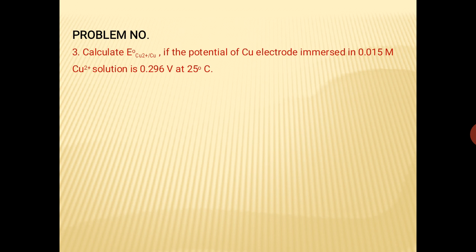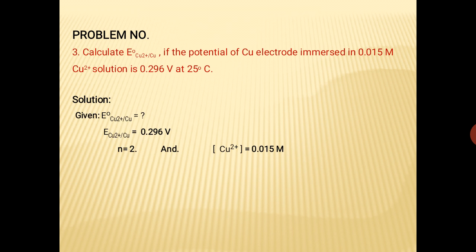Problem number 3. It says calculate E0 Cu2+|Cu if the potential of Cu electrode immersed in 0.015 molar Cu2+ solution is 0.296 volts at 25 degree Celsius. And the solution is, so very first step while solving any problem is to identify the given things. So now the given things here are Cu2+|Cu electrode's standard electrode potential, that is E0 Cu2+|Cu, which we are asked to calculate.